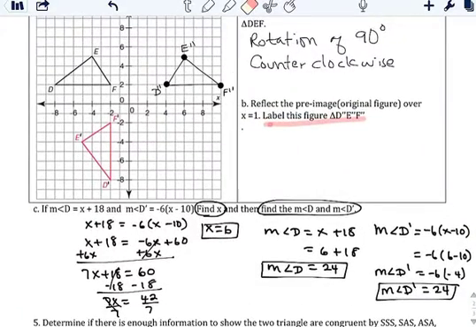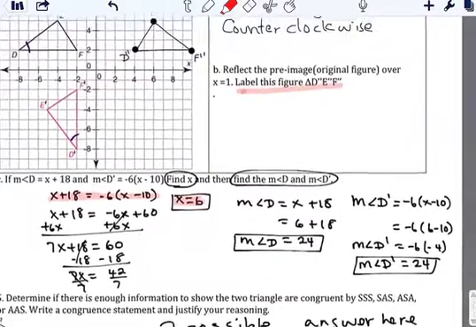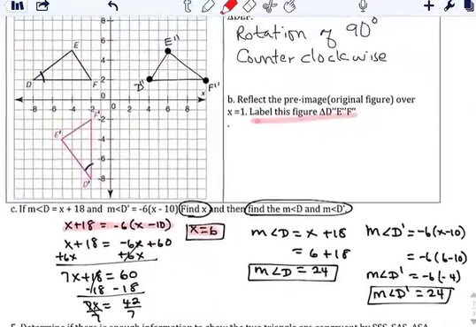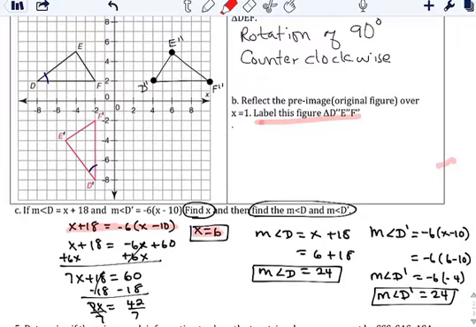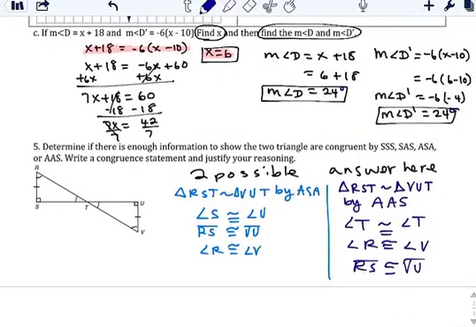And here you solve for x because angle D and D prime are congruent, are the same. So you set them equal to each other, and you solve, and you find that x is 6. And you substitute it back in, just like the first problem. You substitute your answer in and find that they're both congruent, 24 degrees. The measurement of angle D is 24 degrees. I didn't put the degrees in. Need that. And there's 2 ways to answer the last question.